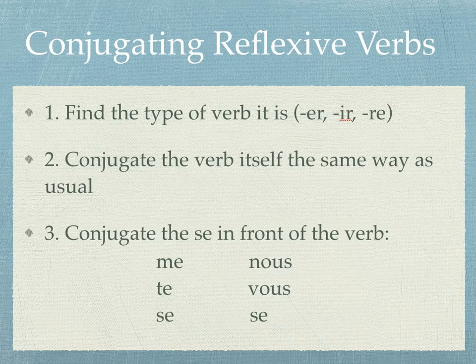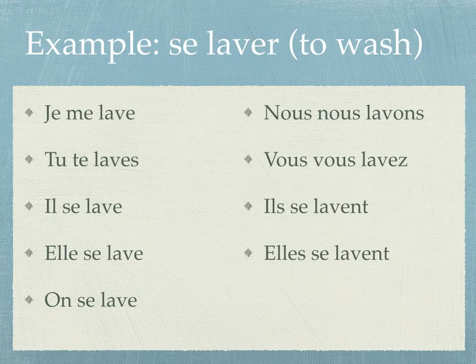So, to look at the entire verb conjugation, the se will change based on those exact same patterns we just saw: me, te, se, nous, vous, se. And the laver will conjugate like any other regular ER verb. Drop your ER, LAV on everything, and then throw on your endings: E, ES, E, ONS, EZ, ENT.